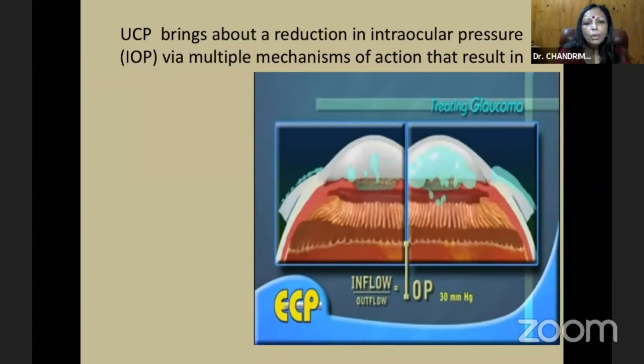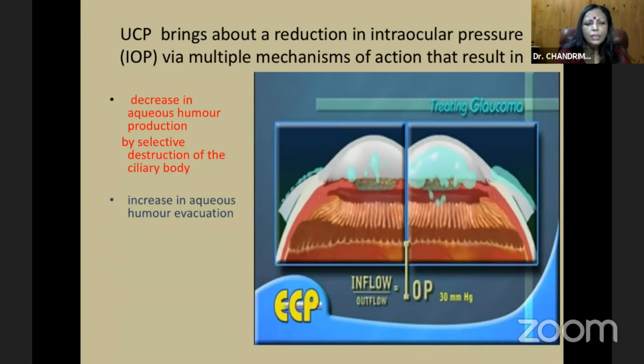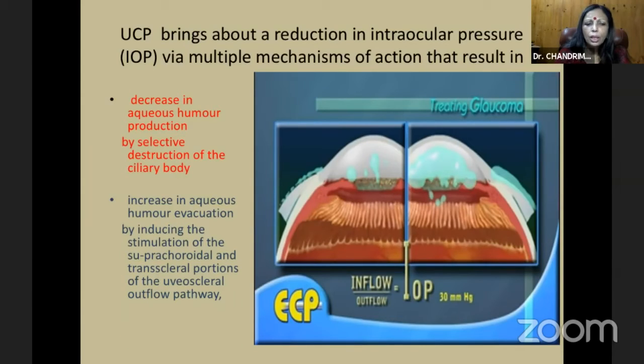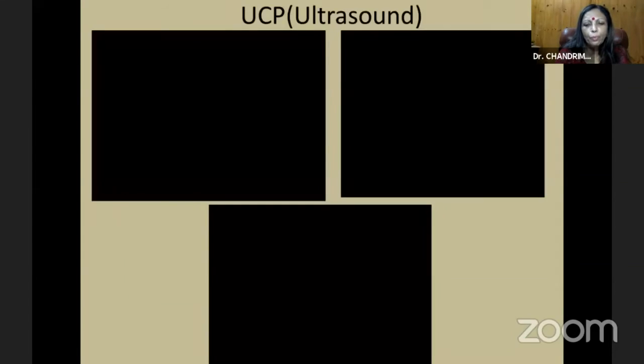So UCP brings about a reduction in intraocular pressure via multiple mechanisms of action that result in a decrease in aqueous humor production by selective destruction of the ciliary body, an increase in aqueous humor evacuation, and by inducing the stimulation of the suprachoroidal and transscleral portions of the uveoscleral pathway flow.